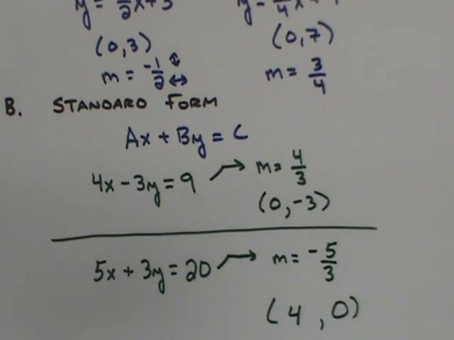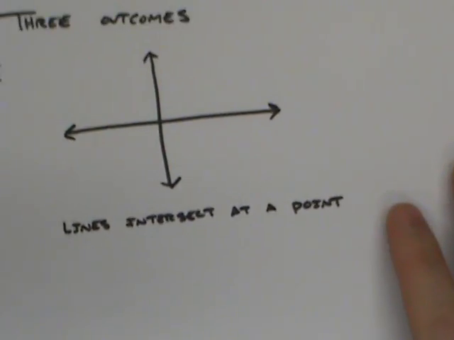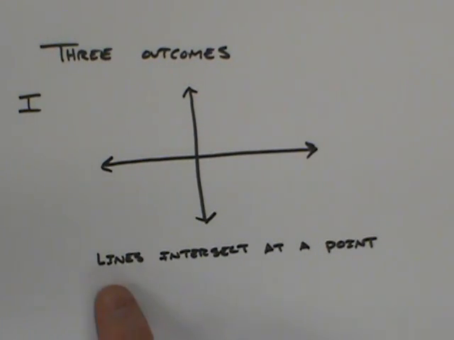The next thing that we want to look at is the 3 types of outcomes that you can get when you are solving systems of equations. And so we have 3 outcomes that are possible. You can have lines that intersect at a point.